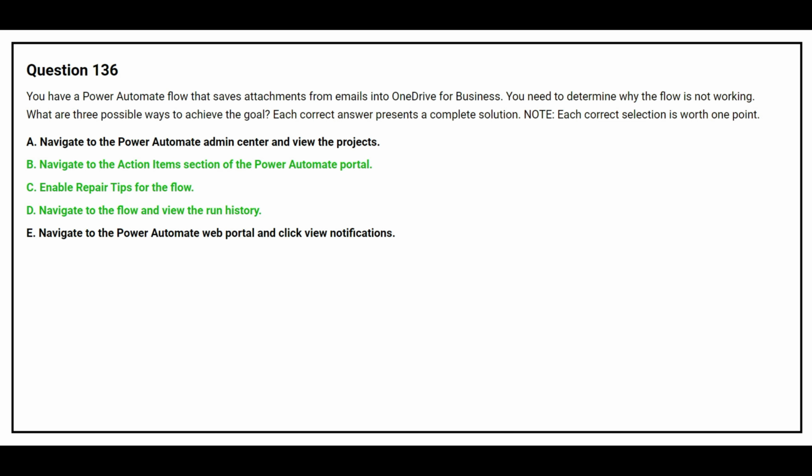The correct answers are Option B. Navigate to the Action Items section of the Power Automate portal. Option C. Enable repair tips for the flow. Option D. Navigate to the flow and view the run history.